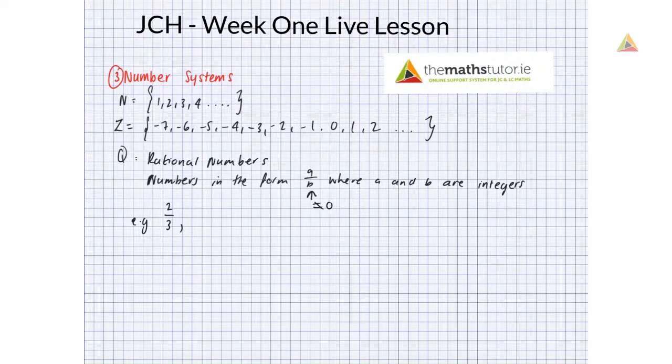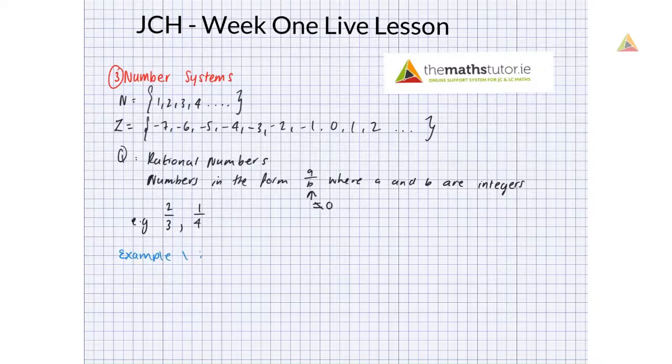Another example of a rational number would be 1 over 4. Okay, so it's a fraction we're talking about. Now remember as well that the bottom cannot be 0. Okay, so it can be an integer, but it cannot be 0. Okay, so example 1 from this section.